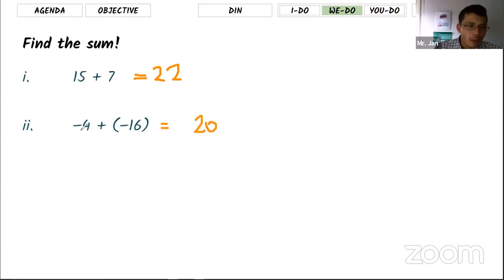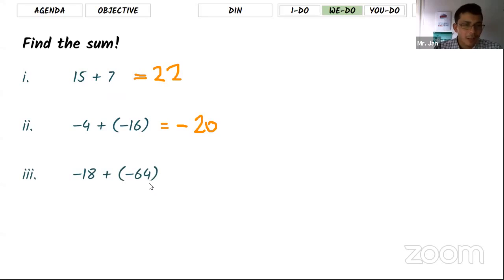Since both numbers are negative, you need to put the same sign. Okay, thank you so much. You got it. So the next one is getting bigger and bigger. That's why we need to know how to add numbers without using a number line, because numbers will get huge, and you cannot find that much on a number line. So that's why we need to know how to add numbers without using a number line.